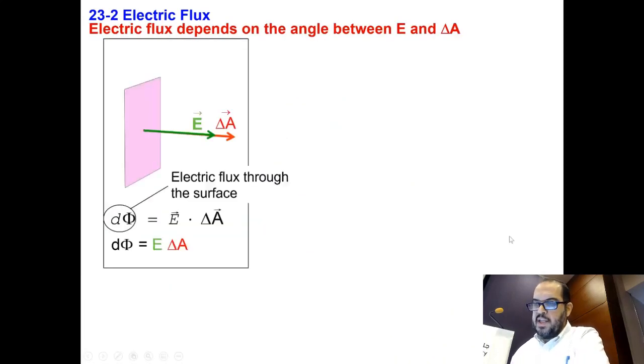All right. So let's take some situations for the flux. Let's assume, for example, this is the area delta A. This is the area vector. This is the electric field vector. Now they are parallel to each other. So if you do the flux in this case, it's just E dotted with delta A. The angle cosine theta, cosine of 0 is 1. So the flux in this case is just equal to the electric field magnitude times the area delta A.